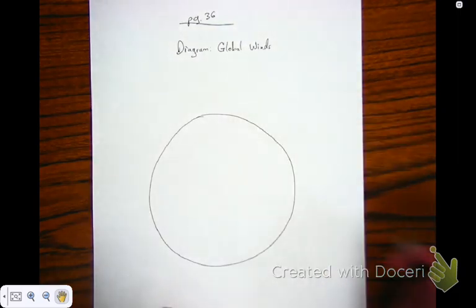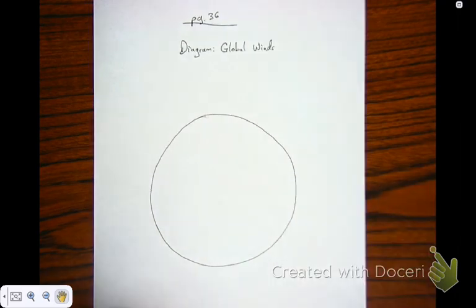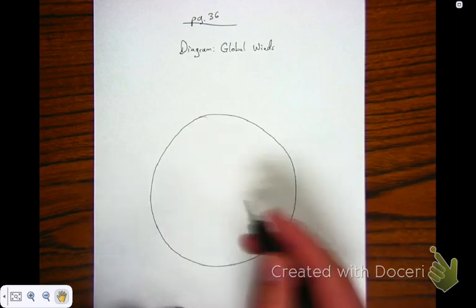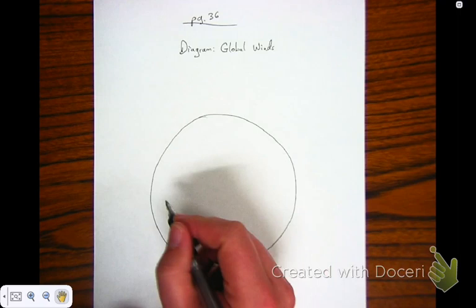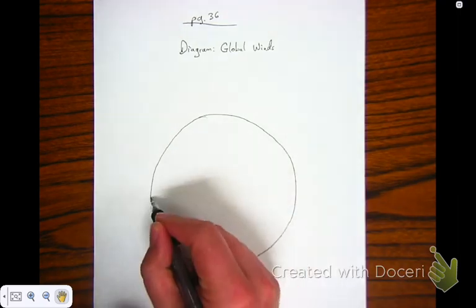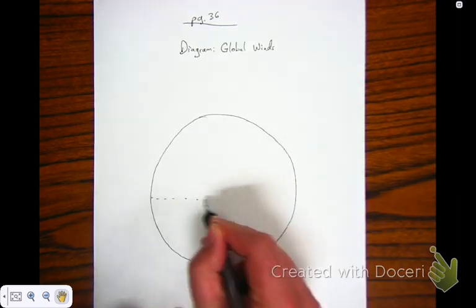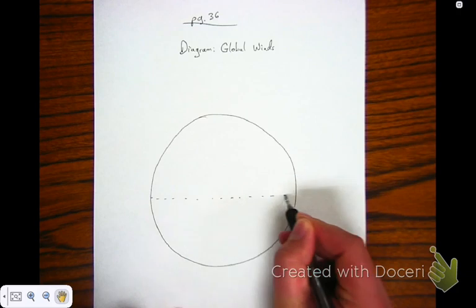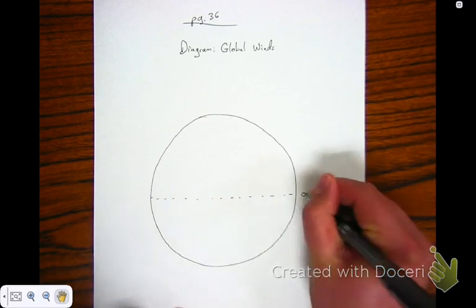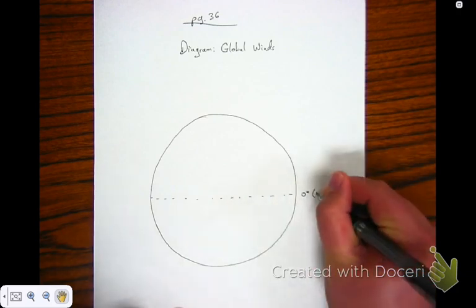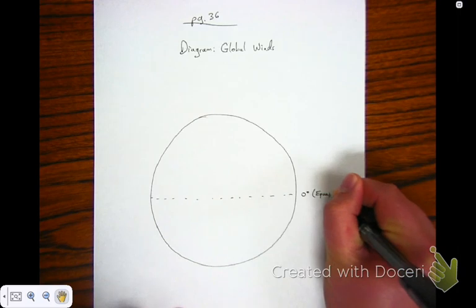And then the first thing we're going to do is draw our latitude bands. The Earth is broken up into different latitudes and longitudes. So we're going to focus on latitudes today. The first latitude is where the equator is, and this goes straight through the middle of the Earth, and that is at 0 degrees latitude. That's also called the equator, as we mentioned earlier.